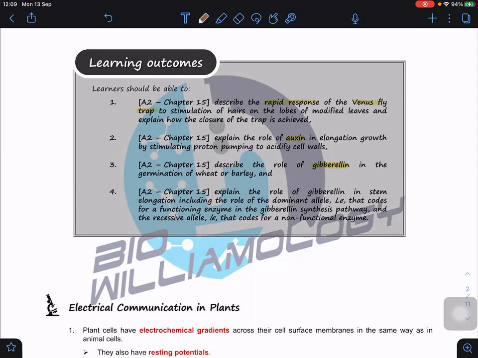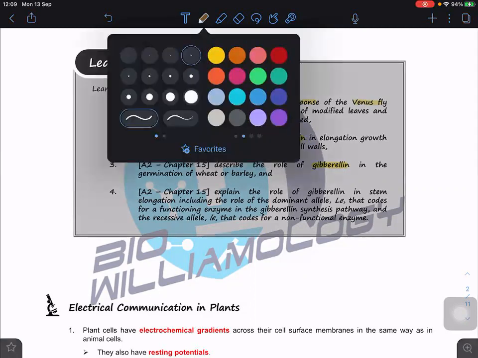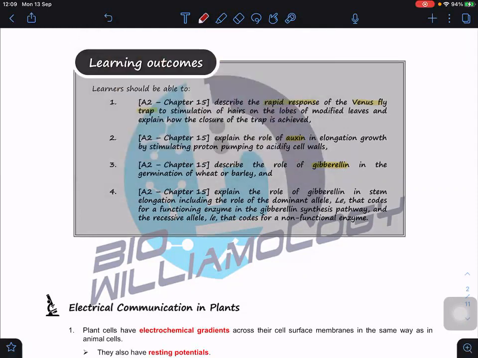And to be careful in this case, or to be more precise here, please write down that the elongation growth here actually refers to cell elongation. Be careful when you write, because auxin is only involved in cell elongation, but later we'll look at gibberellin. Gibberellin is involved in both cell elongation as well as stem elongation. So auxin is only involved in cell elongation.